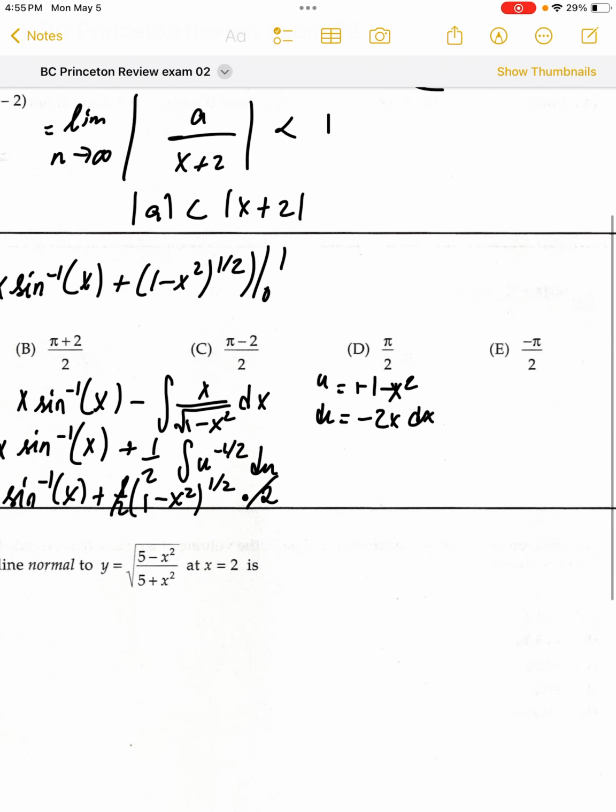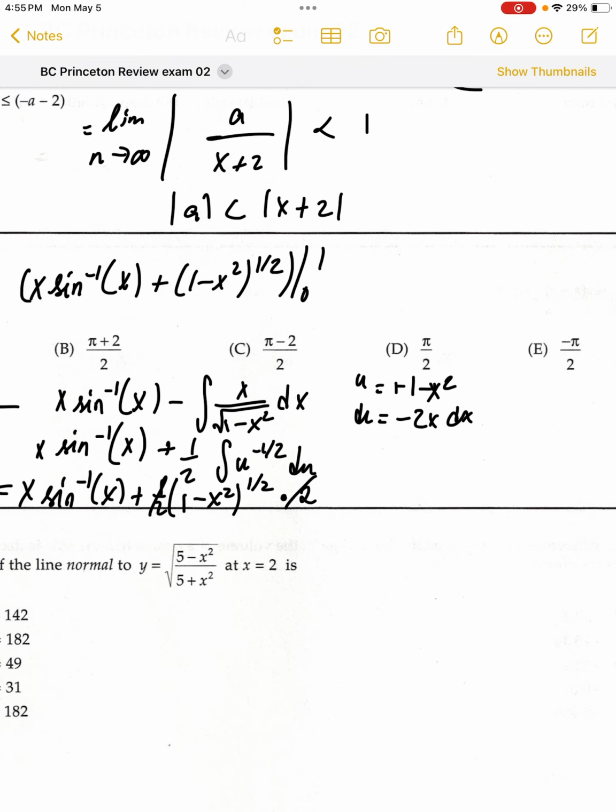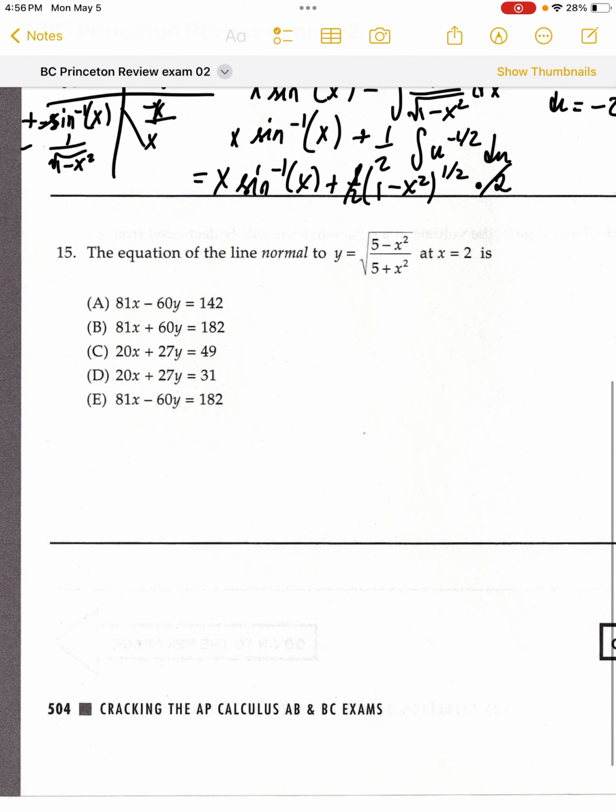So let's plug this in really quickly. Okay? So when we get 1, what do we get? We get 1 times inverse sine of 1, which is pi over 2, plus 1 minus 1 squared to the 1/2, that's 0. Okay, that's minus. And then we get 0 times sine inverse of 0, that's 0, and then plus 1 minus 0 squared to the 1/2, that's 1. So we get pi over 2 minus 1, that's option C. Okay. Number 15. The equation of the line normal to y equals that expression at x equals 2.